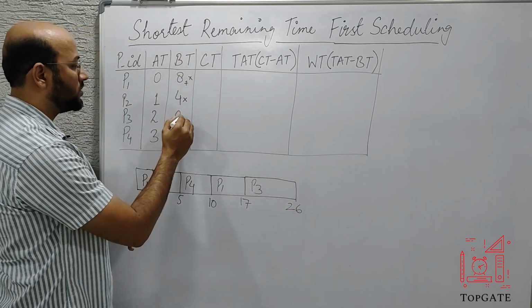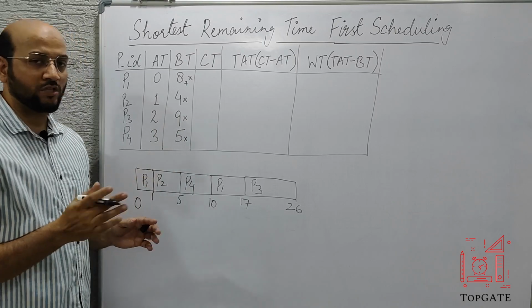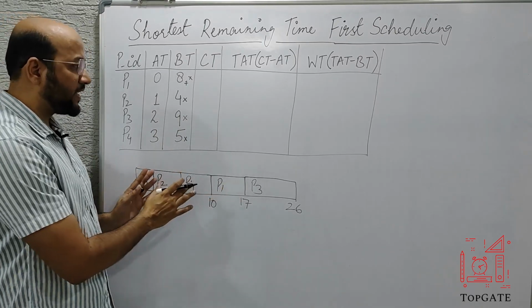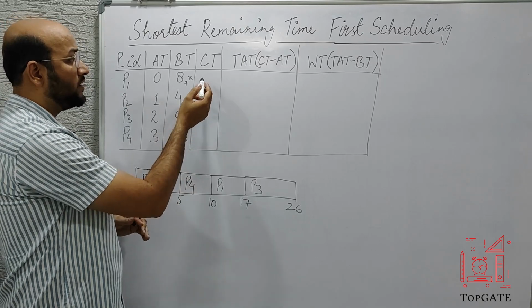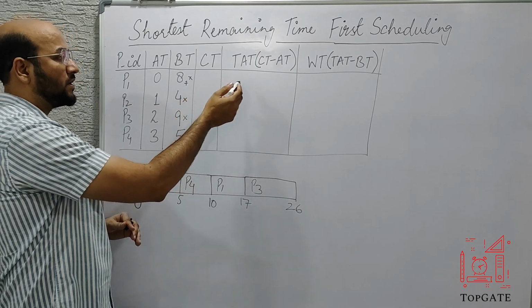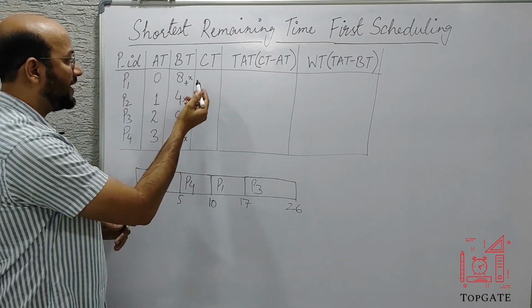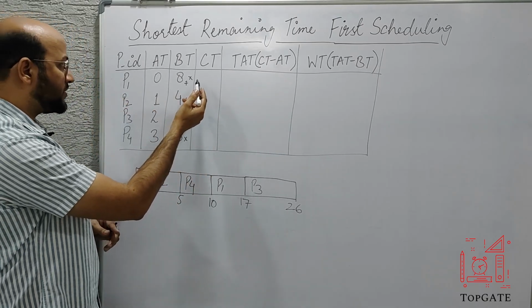So it will also complete and terminate and goes out of the RAM. So this is the complete Gantt chart right now, and with the help of this Gantt chart we now will calculate the completion time, and then from completion time I'll go to the turnaround time and then the waiting time. Clear? So let's quickly calculate the completion time.